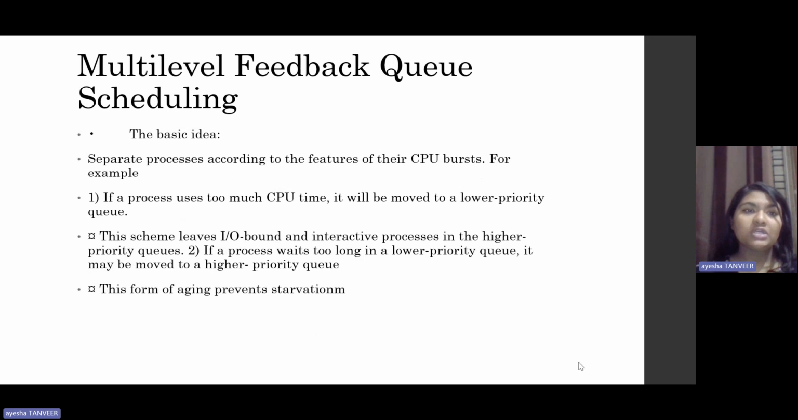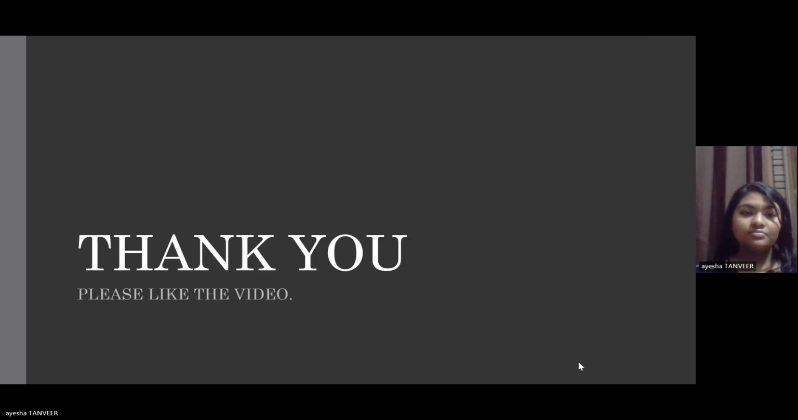Multi-level feedback queue scheduling. The basic idea is to separate processes according to the features of their CPU burst. For example, if a process uses too much CPU time, it will be moved to a lower priority queue. This scheme leaves IO-bound and interactive processes in the higher priority queues. If a process waits too long in the lower priority queue, it may be moved to a higher priority queue. This form of aging prevents starvation. Thank you.